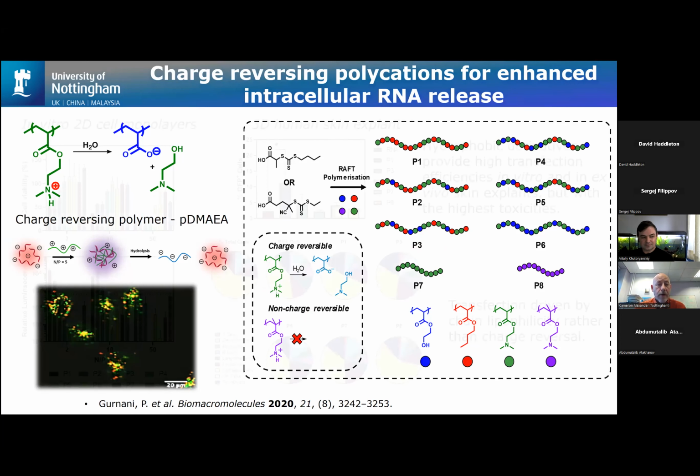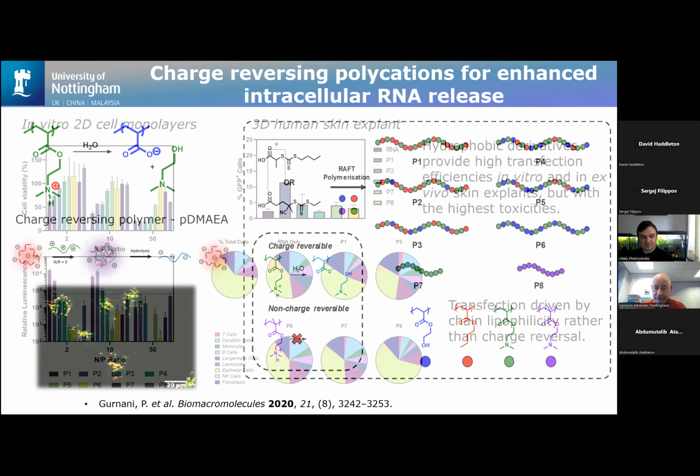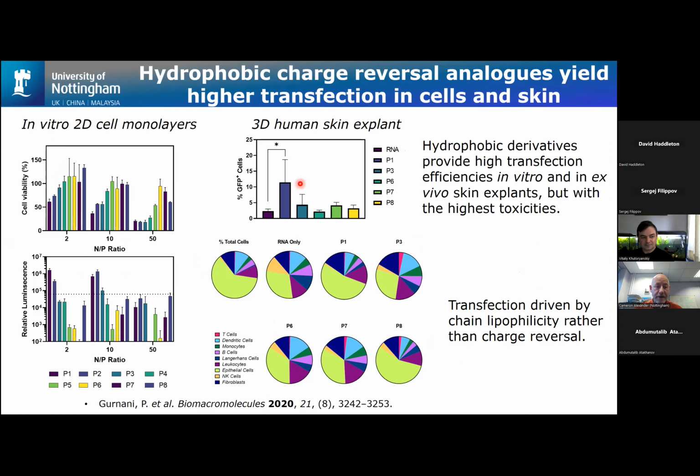Now, what you see is that, in fact, the different polymers, again, show different transfection efficiencies, and you can see a range of different overall luminescence here, but also a range of cell toxicities. And often you see that the most potent polymers are also the most toxic.